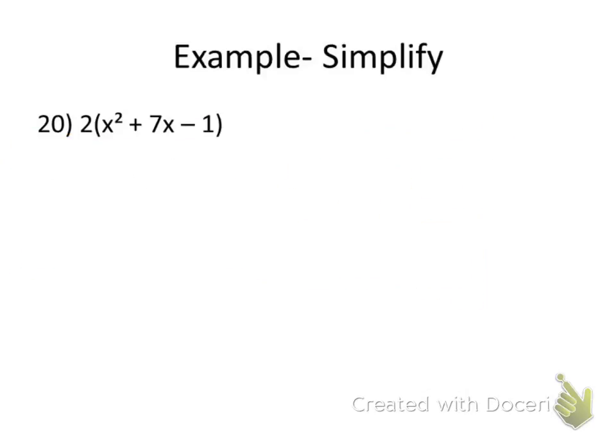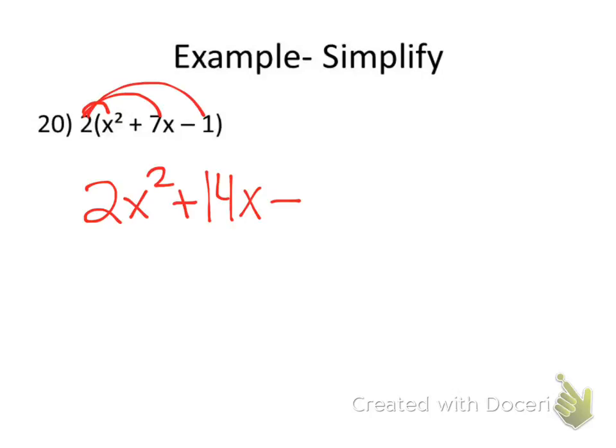All right, here is the last one, number 20. So what am I going to do here? Distribute. This is a little different because it's just single distributing. Kind of like what we undid today with the GCF. So you're just going to multiply every term by 2. So that's going to be 2x squared, 14x, and a minus 2 in the back.